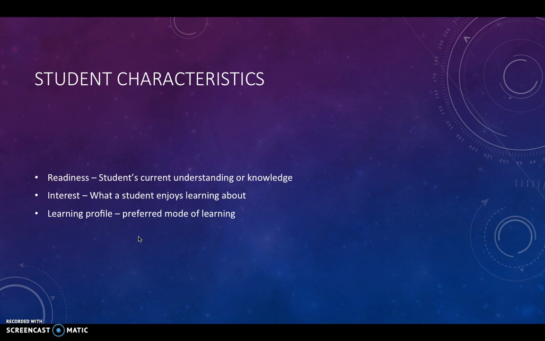Probably the most common one is readiness. You think about how students understand the concept already, so you might move forward with a group, but other students may not understand that concept yet. Interest, you might also differentiate for that reason. And learning profile, or preferred mode of learning, is talking about whether they like things to be visual, kinesthetic, auditory, those kinds of learning profiles is what they're talking about there.